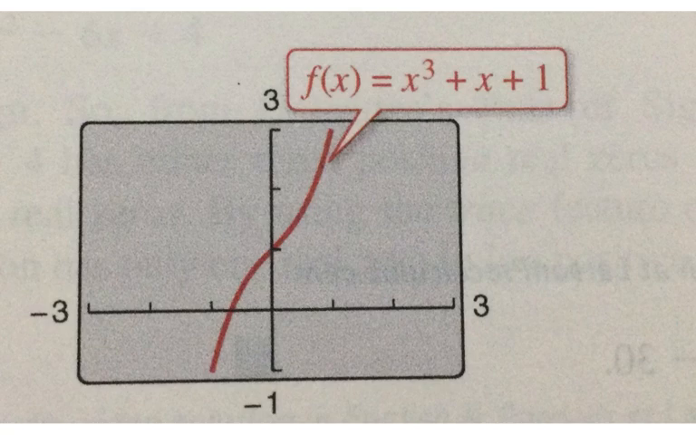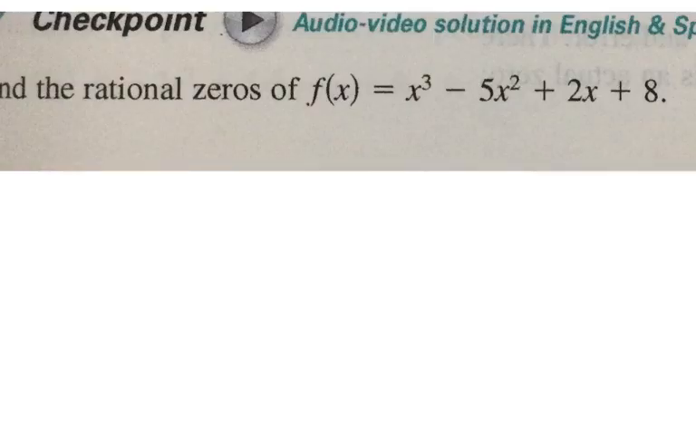Just because we don't find them doesn't mean there aren't any. It just means it's not rational. I can't write it as a fraction. I'm going to do this one with you because I really don't like that example.